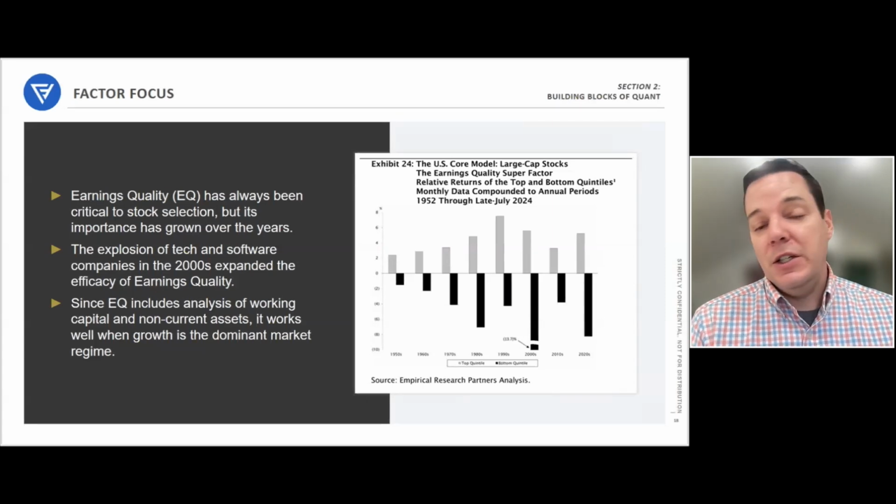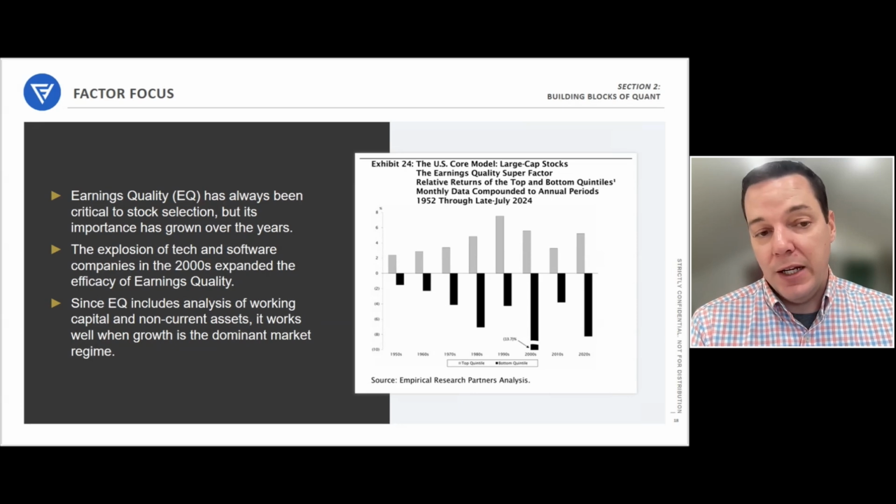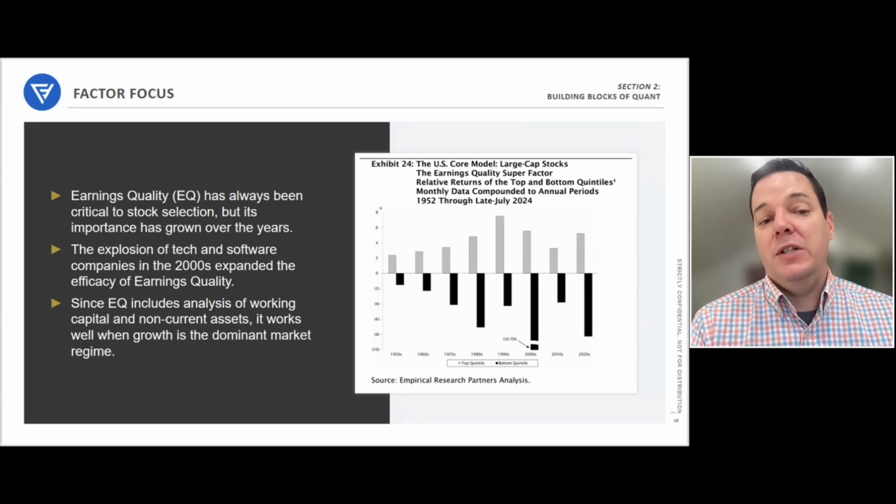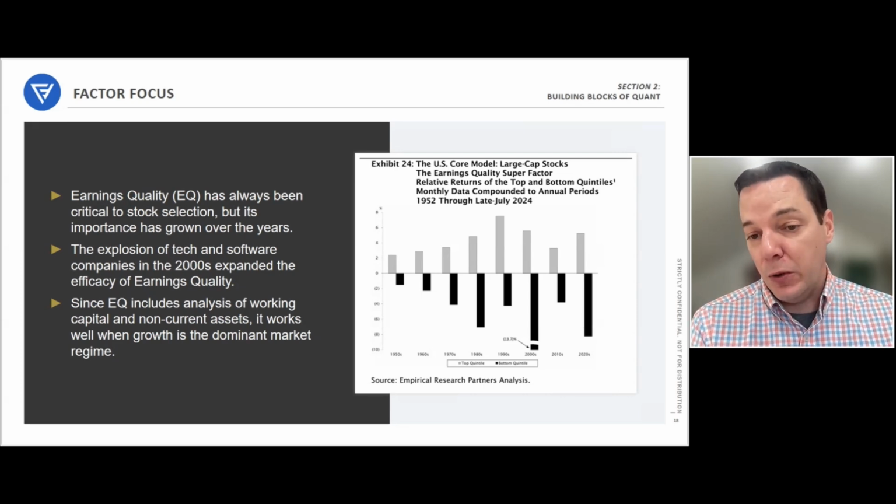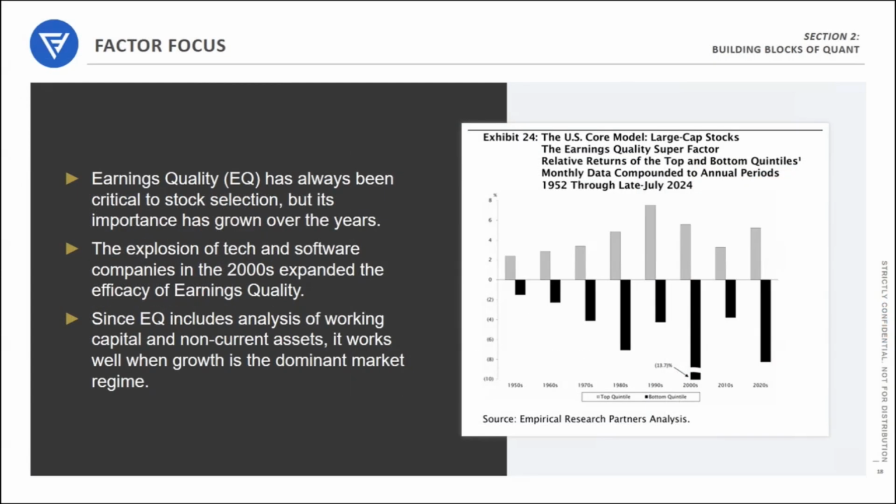Earnings quality has been a really important component of our stock selection framework for the 3 decades that we've been modeling stocks. But as we've seen an increase in the tech space and the healthcare space, the efficacy of earnings quality has increased. You see really great returns in the 90s and the 2000s, and where valuation might have struggled a little bit more in the 2010s, we do see quality still performing quite well.